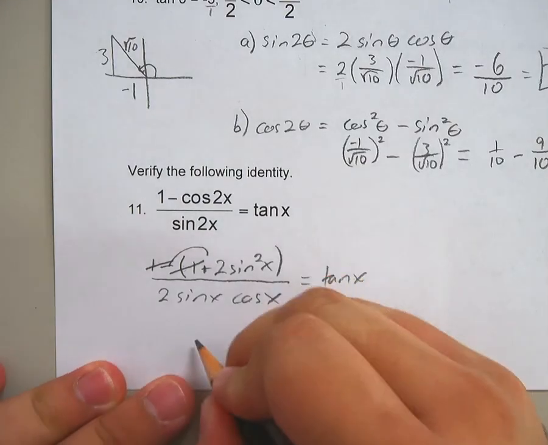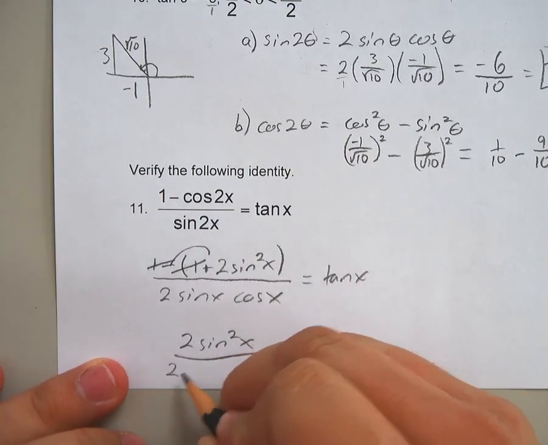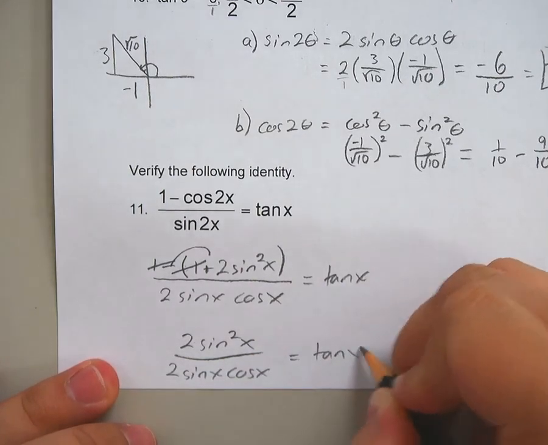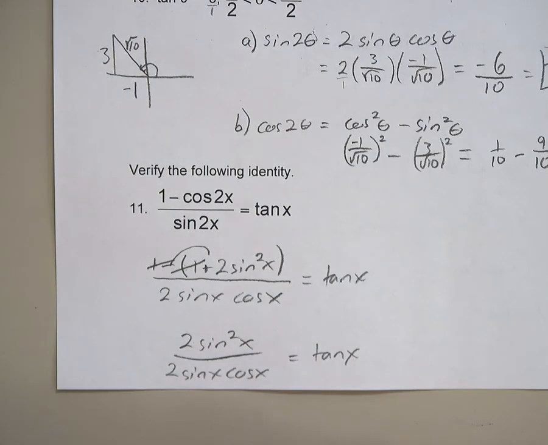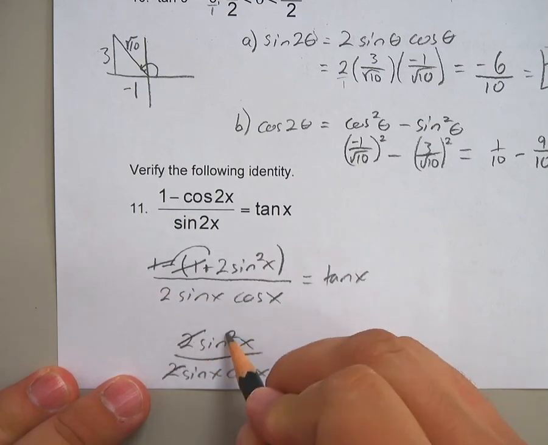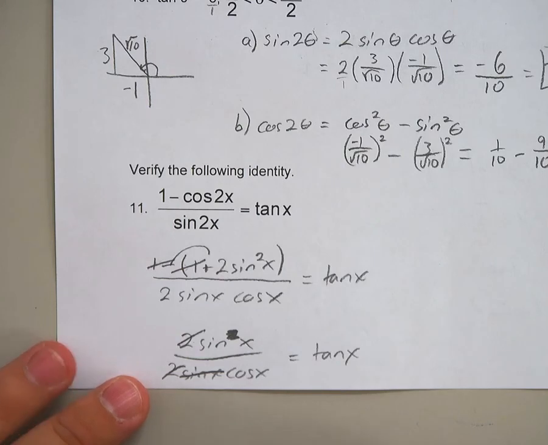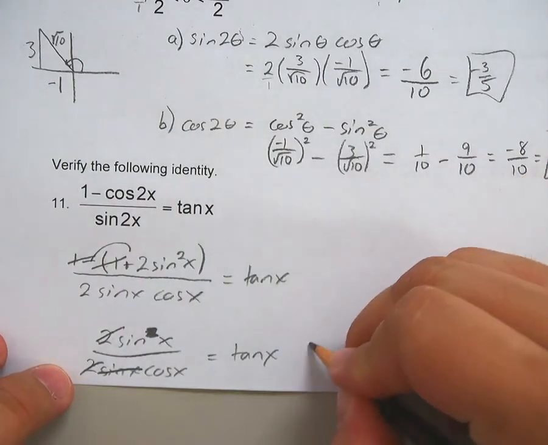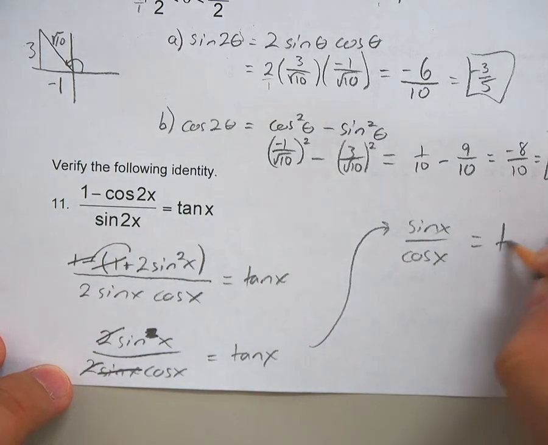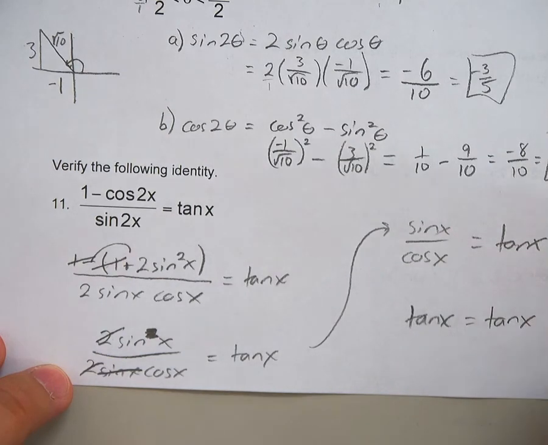Let me rewrite this for you real quick. 2 sine squared x over 2 sine x cosine x. And go cancel on it, and you get 2 and 2 will cancel. Sine squared, so one of the sines on the top and the sine on the bottom will cancel, and you end up with sine x over cosine x, which is tangent x equals tangent x.